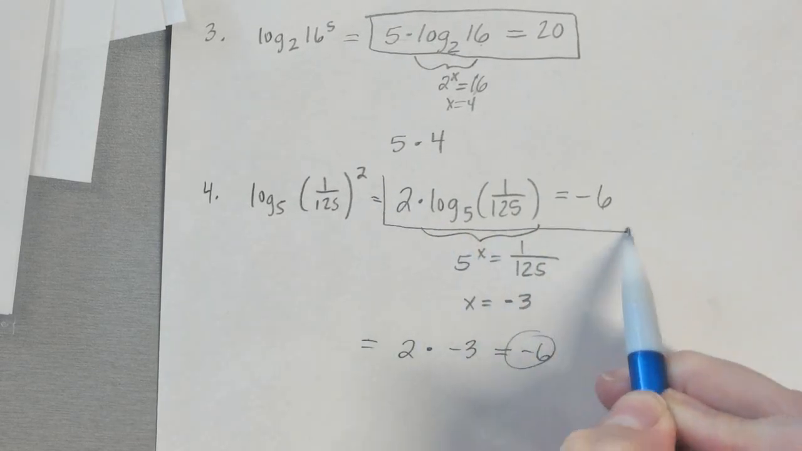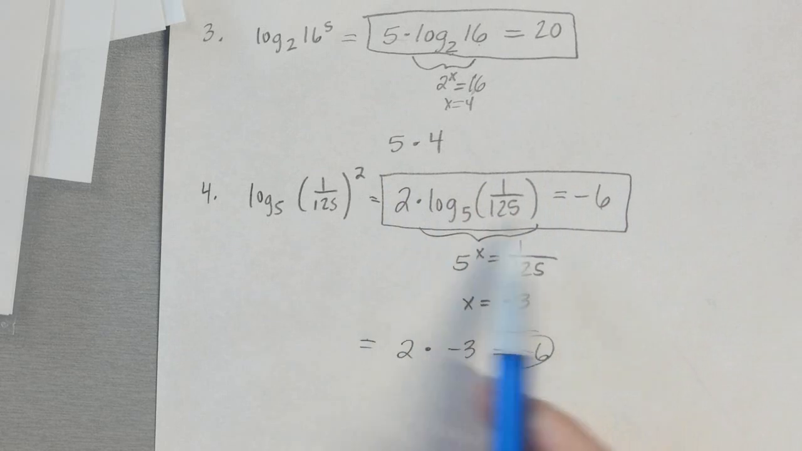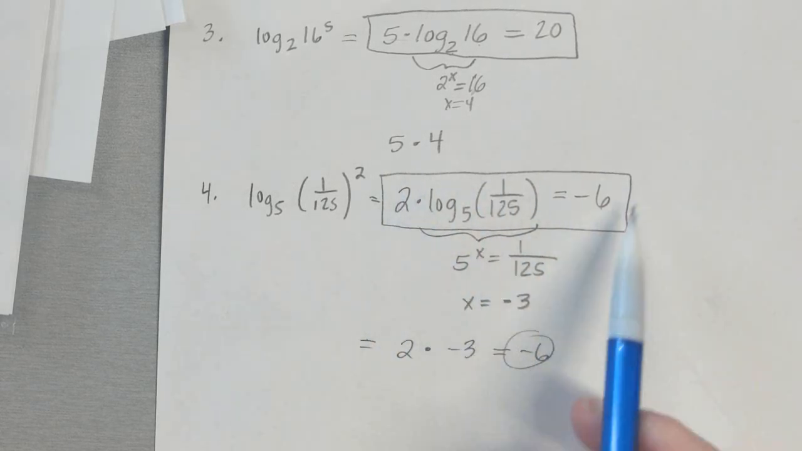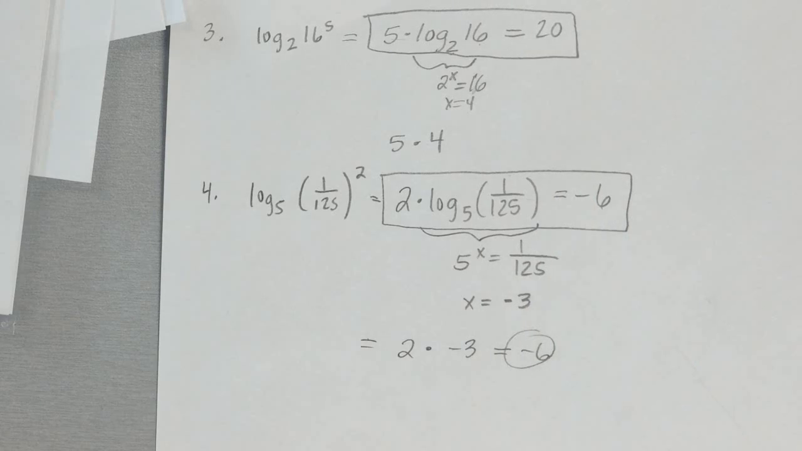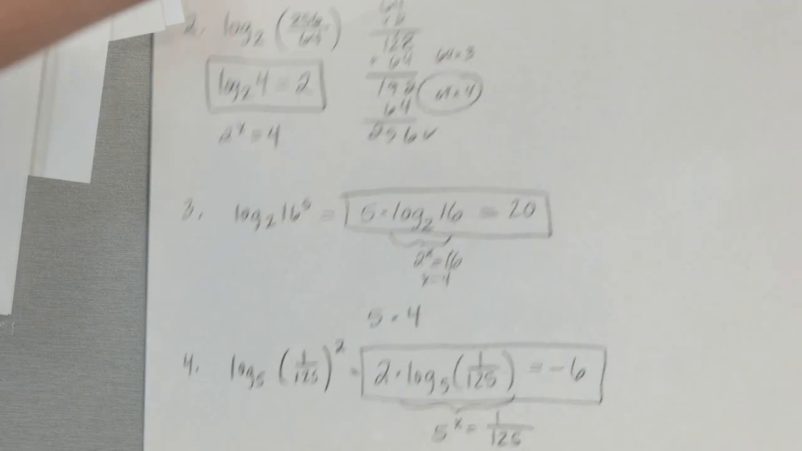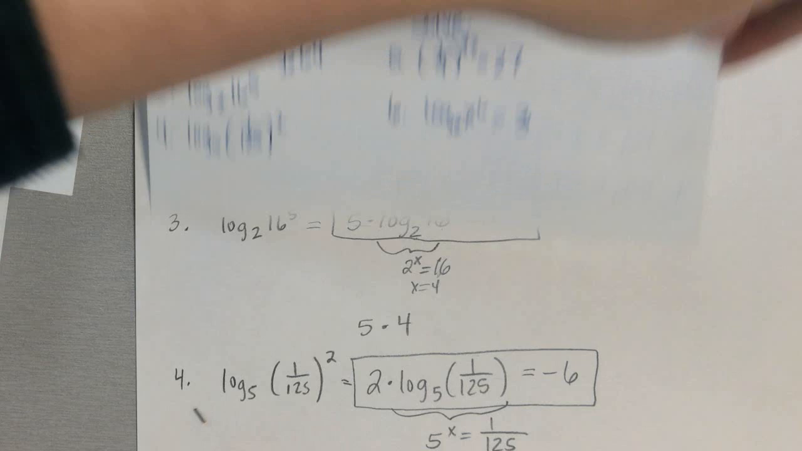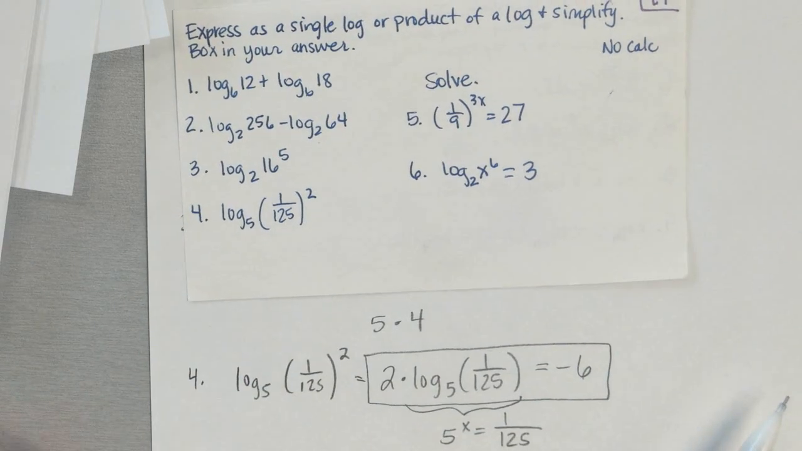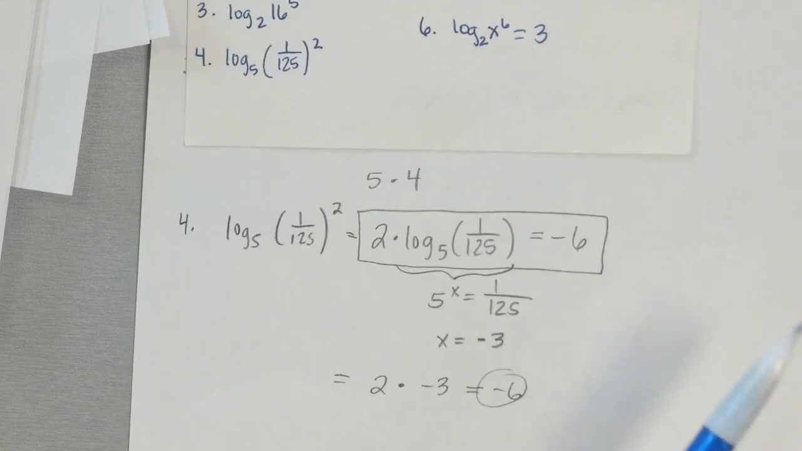So if you were writing this on the line for your quiz, you would write this whole thing. This is the product. This is the simplification. Because your directions said to write it as a single log or a product of a log and then simplify. So that would be your answer.